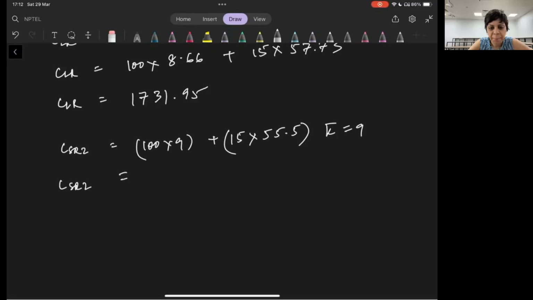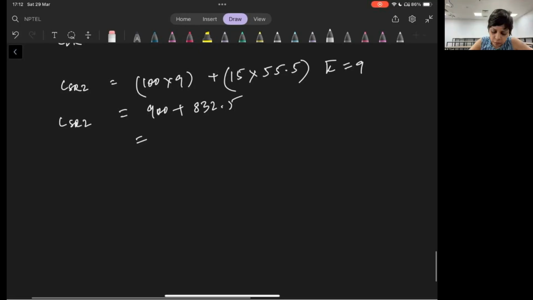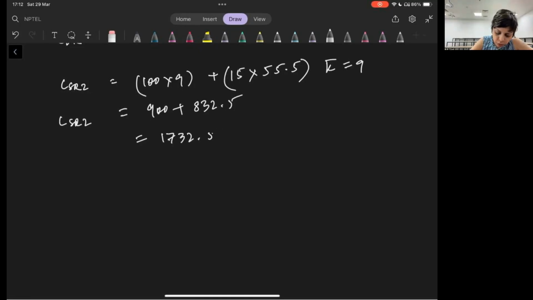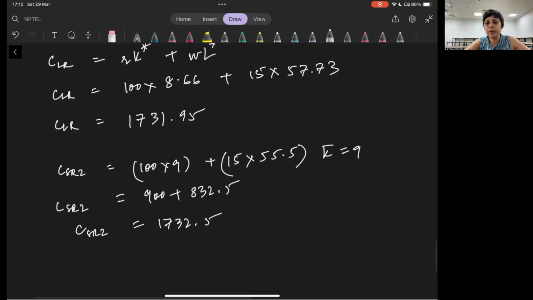This is what, 15 into 55.5, 830. This is 900 plus 832.5. So you can see this is lesser than 2000. Let me finish the calculation. Yeah, it's almost the same as long run costs, but only a little bit more, right? It's slightly more than your long run costs, but very close to the long run cost.